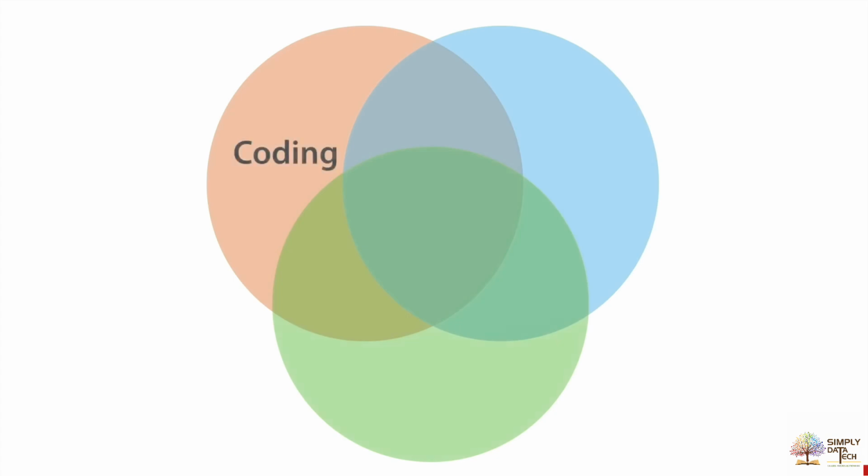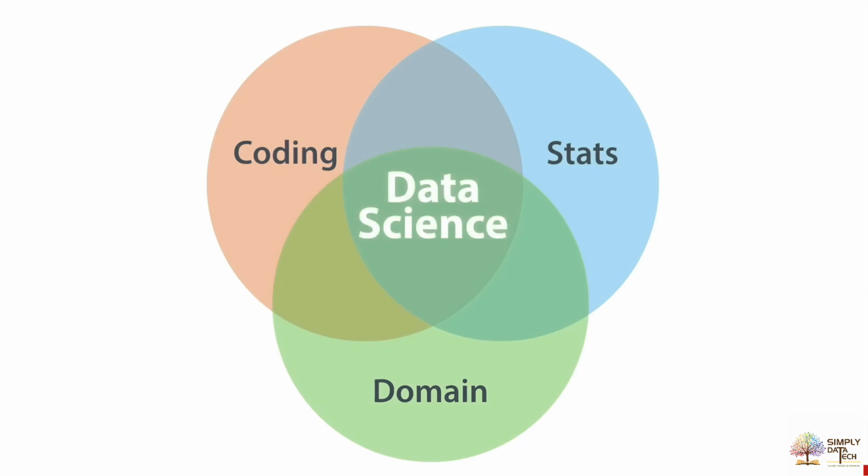Here on the top left is coding or computer programming, or as he calls it, hacking. On the top right is stats, or stats in mathematics, or quantitative abilities in general. And on the bottom is domain expertise, or intimate familiarity with a particular field of practice, business or health or education or something like that. And the intersection here in the middle, that is data science. So it's the combination of coding and statistics in math and domain knowledge.